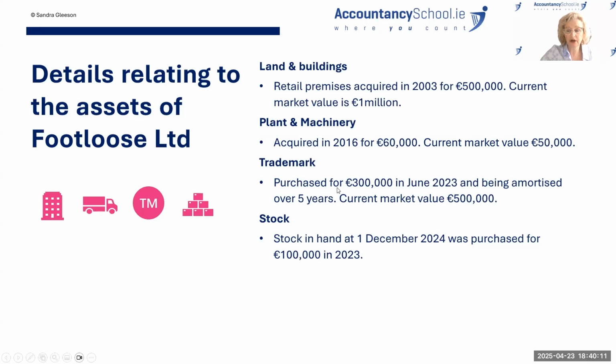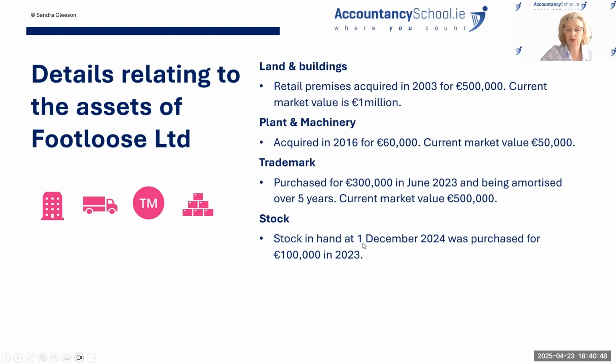For the trademark, it was purchased for 300,000 in June 2023, so that was only in the last accounting year, and it's being amortized over 5 years. We know a trademark is an asset that could qualify for capital allowances on specified intangibles, and the choice there is either amortization or 7% per annum for 14 years and 2% in the 15th year. So bearing in mind that the amortization is over 5 years, it's likely that capital allowances were claimed over the 5 years. And current market value there is 500,000.